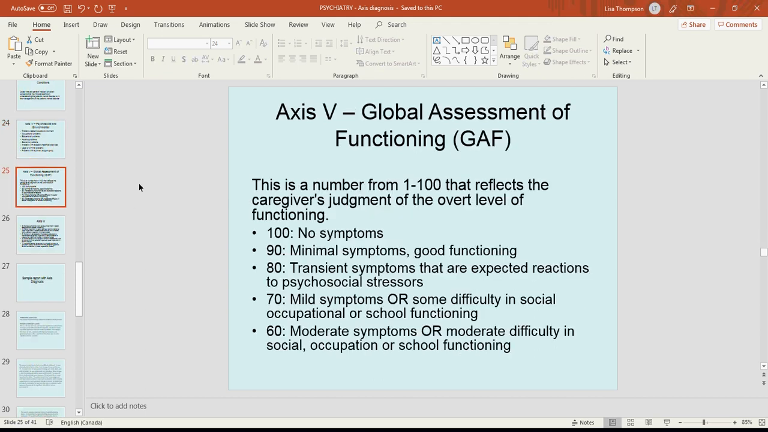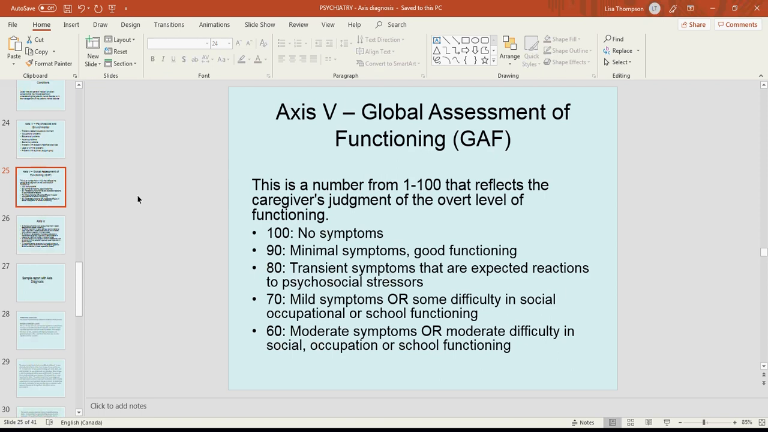Axis 5, the global assessment of functioning, and oftentimes they'll just say GAF or GAF or any combination of the three. This is a number from 1 to 100 that reflects the caregiver's judgment of the overt level of functioning. 100 means no symptoms. 90, minimal symptoms, good functioning. 80, transient symptoms that are expected reactions to psychosocial stressors.